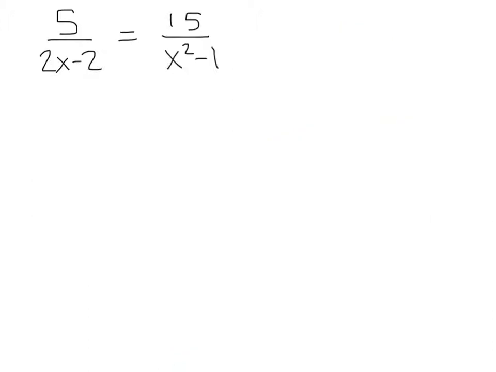Rational equations can also look like the problem we have here, where we have one fraction on each side of the equal sign. The process of solving this one's a little bit different, but we still start off in the same way. We need to find the restrictions first. So we're going to have at least 2 restrictions. The first one comes from 2x minus 2. That's not allowed to equal 0. So then our first restriction is x equals 1.